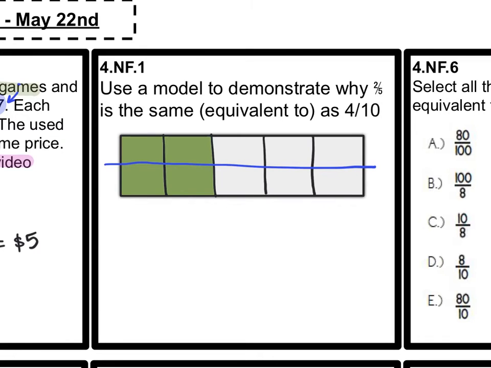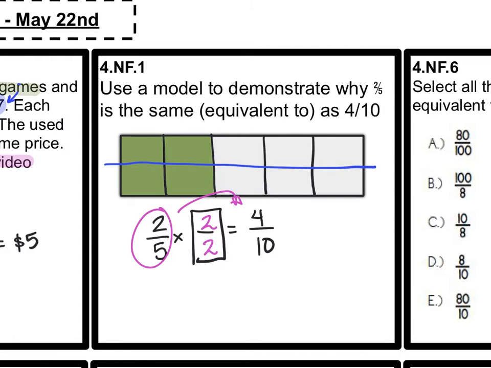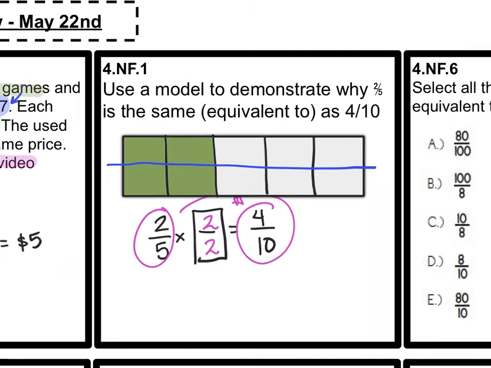I can also write an equation for this, and I can say 2/5 times a whole number of some kind is going to give me 4/10. That means that 2 times something is going to give me 4, and 5 times hopefully the same number is going to give me 10. So I know that 2 times 2 gives me 4, and 5 times 2 gives me 10. And that is also a method to show that 2/5 is equivalent to 4/10.